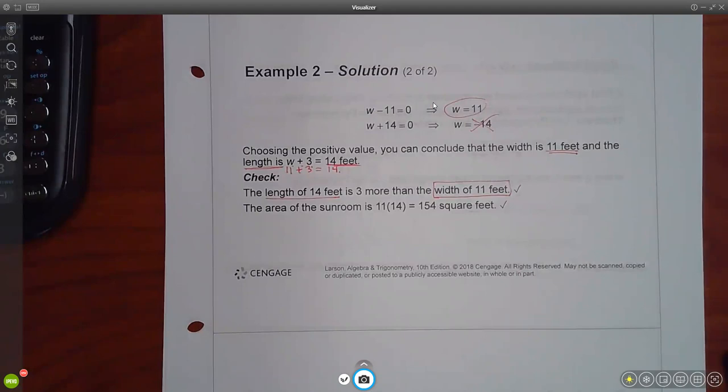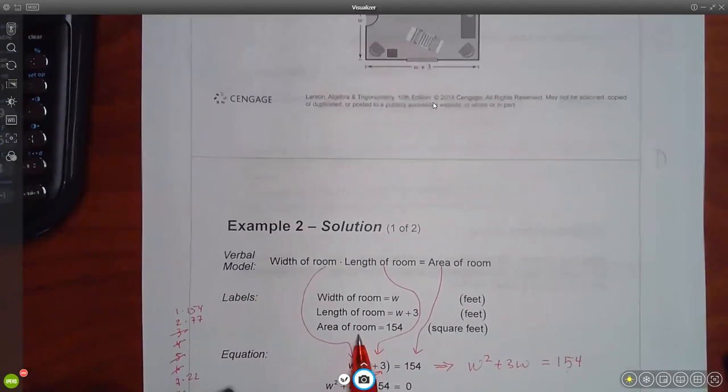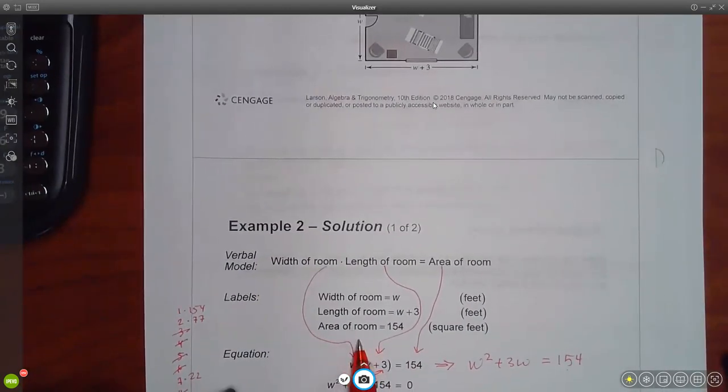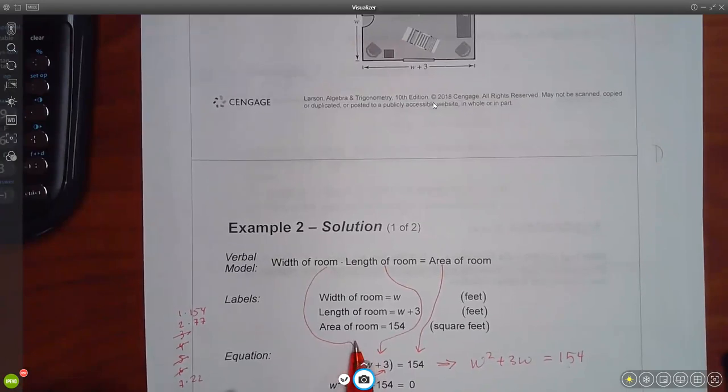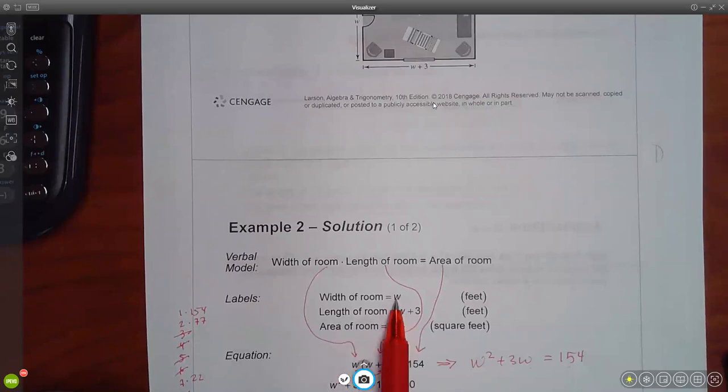It's important that you do this part, because if you don't do the labels part, then you're more inclined to put the numbers in the wrong spots. If you do do the labels, then once you get your answer, you know exactly which measurement that answer goes to, right?